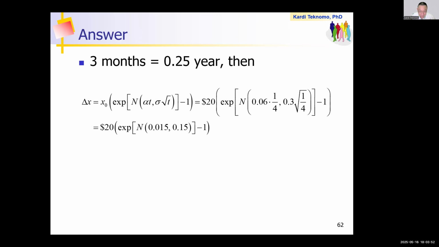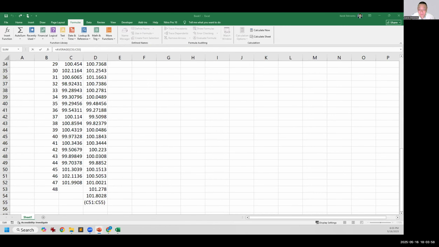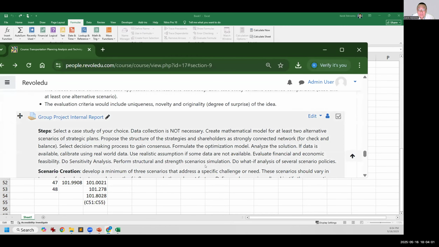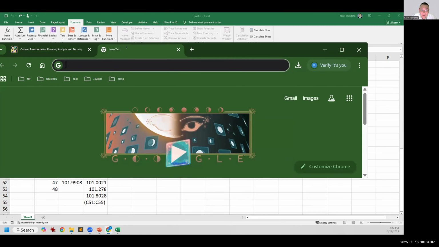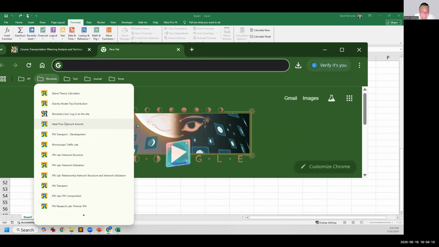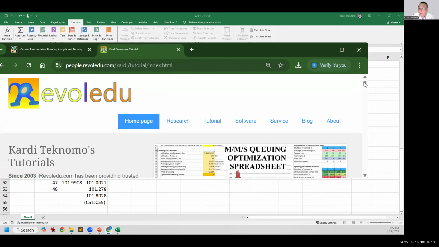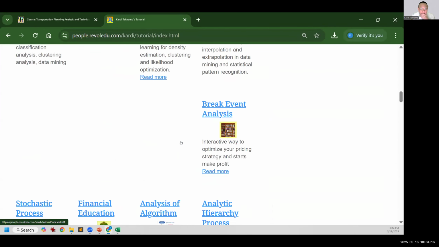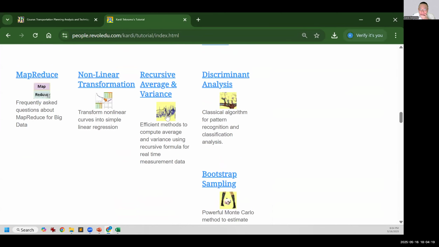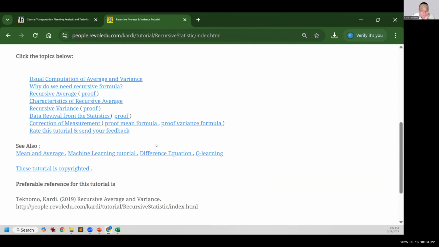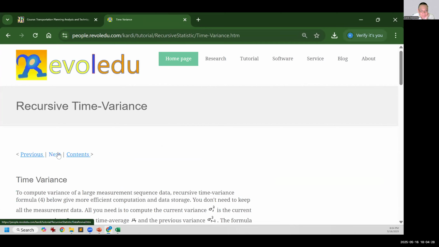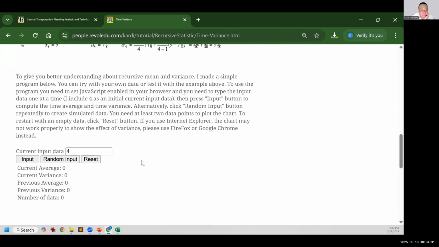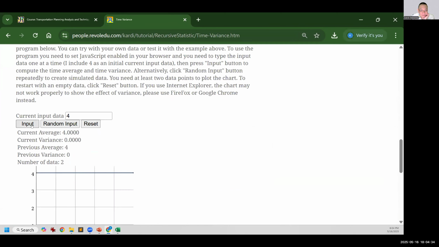Do you understand the meaning of boundary? Maybe I will show you with an example so that you can see. I think I have it in the calculator. Well, let me find the tutorial. Oh, this one, recursive average, and then recursive variance. I have this one, so that you will see the rate.